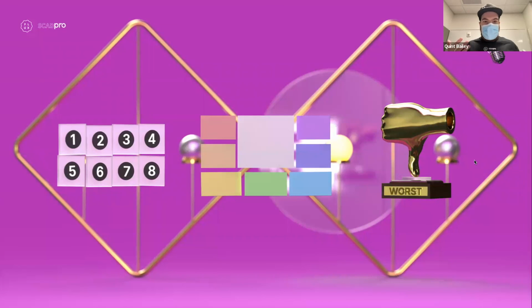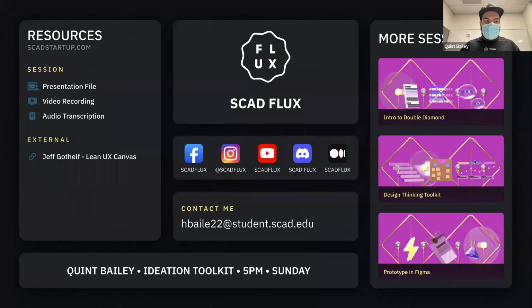Okay. All right. And those are the three different ideation strategies we have. We have the worst idea, we talked about crazy eights, and also the lean UX canvas. And that is all I have for you today, Stephanie. Do you have any questions for me about any of the materials, or any guidance that I can offer for you and your team as you start to ideate?